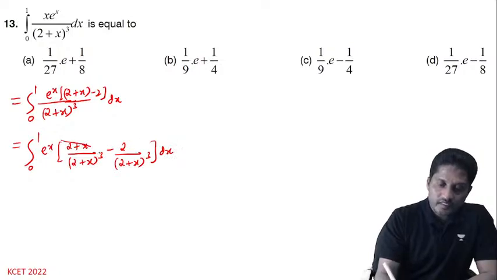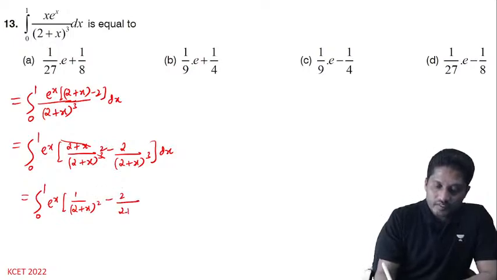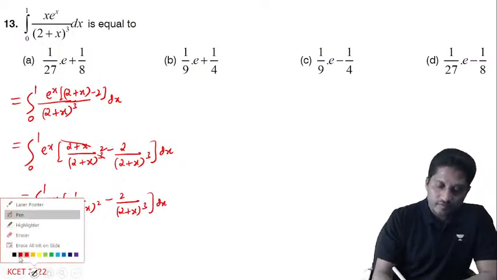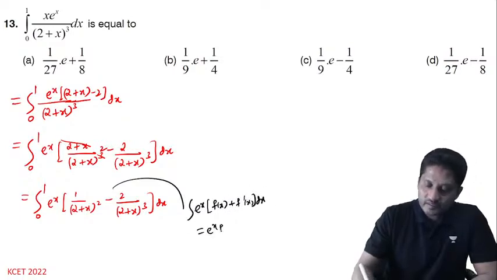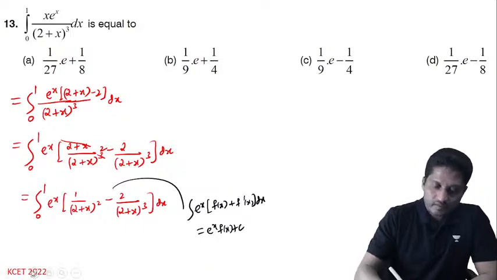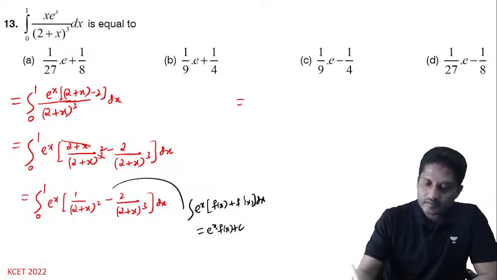Now 2 plus x will cancel with the cube, you get a square. This is 0 to 1, e power x into 1 divided by 2 plus x the whole square minus 2 by 2 plus x the whole cube. Right, this is of the form e power x into f of x plus f dash of x. Then the formula will be equal to e power x into f of x plus c. This is e to the power of x into 2 plus x the whole square, between the limits 0 to 1.